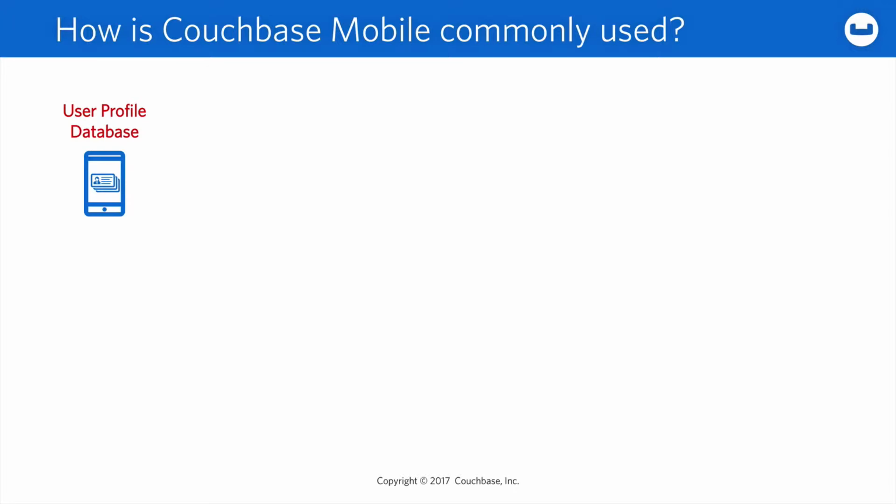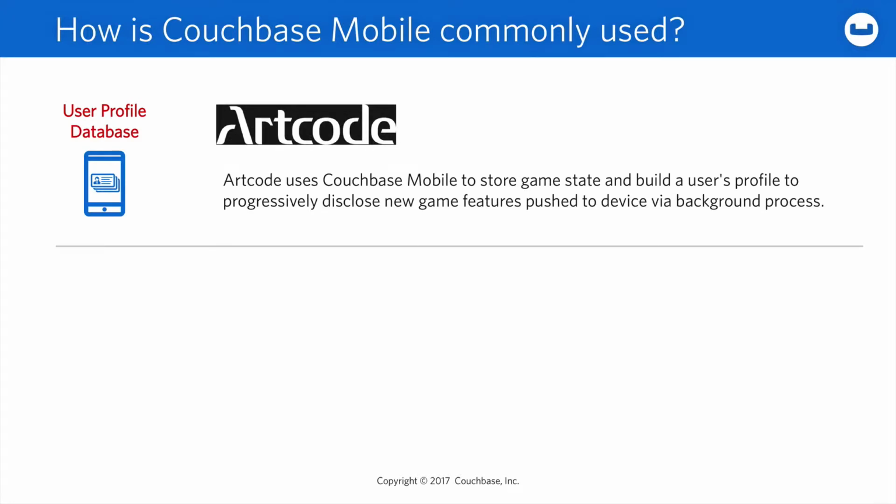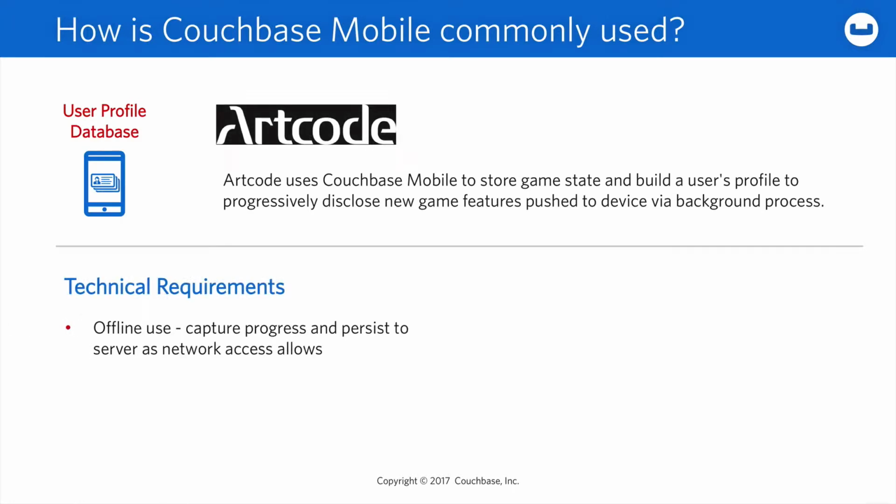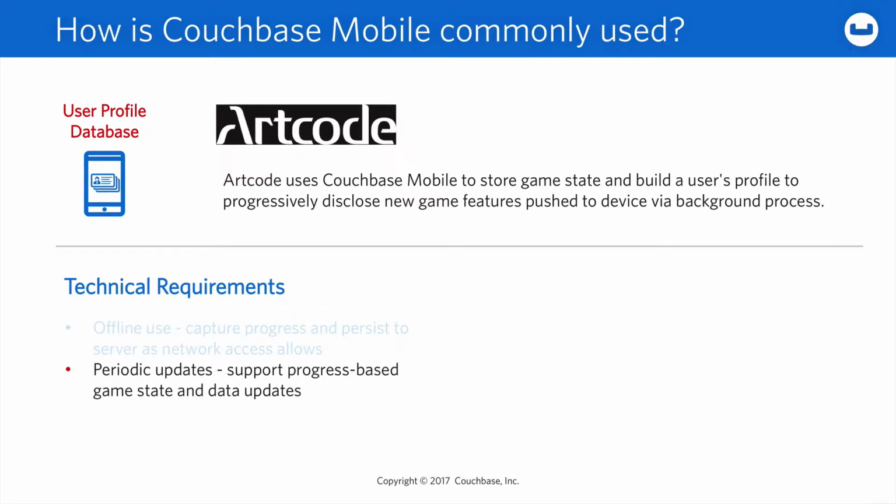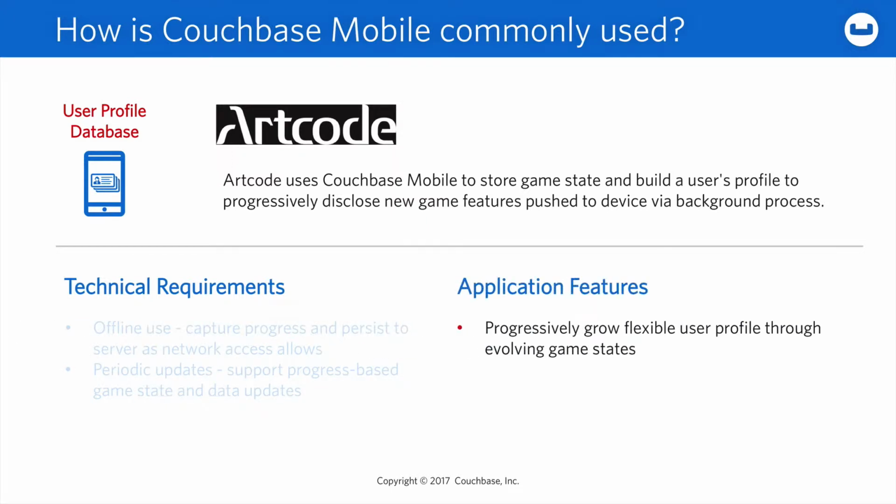First, let's consider the idea of a user profile database, because virtually any app must track the state of itself and its users. But there's no need to risk this core functionality on network availability. Artcode learned this. They needed their games to gather and use data regardless of network status, and to support periodic updates to overall game features. Using Couchbase Mobile, they efficiently grow user profiles using flexible data structures in favor of rigid table-based schema that would force you to consider all possibilities months and years in advance.